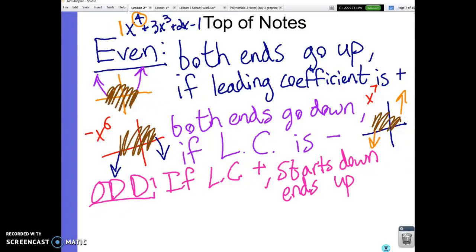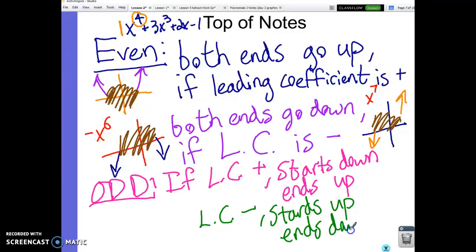Now the last thing is if the leading coefficient is negative, then it starts up and ends down. So if I drew a little graph over here on the left, say we had negative 15 x to the 3rd, we've got a negative leading coefficient, we've got an odd power, so that means it's going to be starting up, ending down. Doesn't matter what's in between.